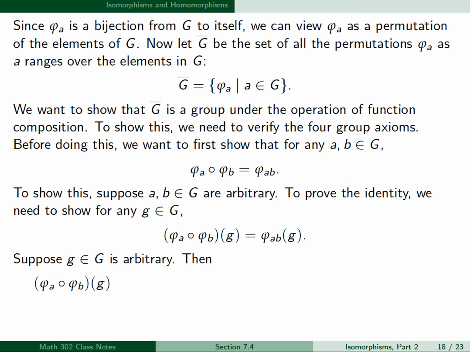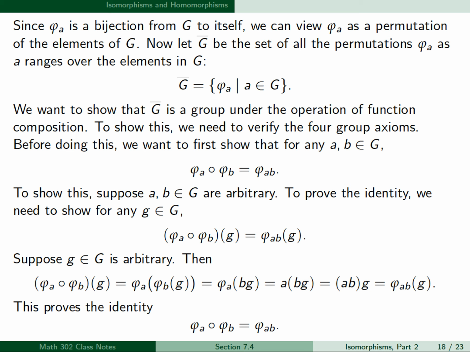Then our left side, phi sub A composed with phi sub B of g, is equal to, by definition of the composition, phi sub A of phi sub B of g. And phi sub B of g is bg. That's how phi sub B is defined. And then phi sub A of bg is a times bg. That's how phi sub A is defined. And using the associative law, this is just going to be ab quantity times g, which is equal to phi sub AB of g. So this proves the identity, phi sub A composed with phi sub B equals phi sub AB. And now we can use this identity to go ahead and verify the group axioms.